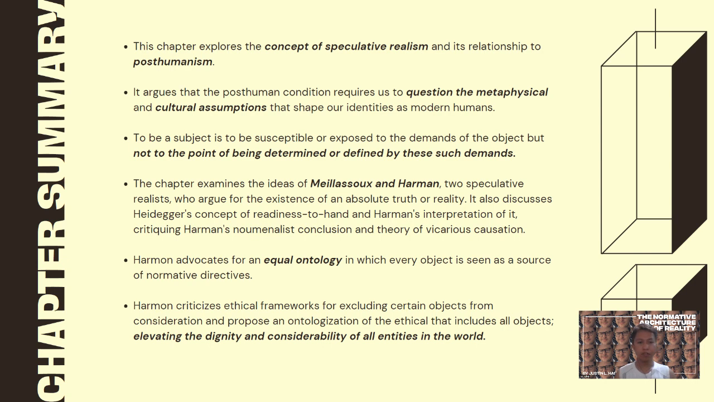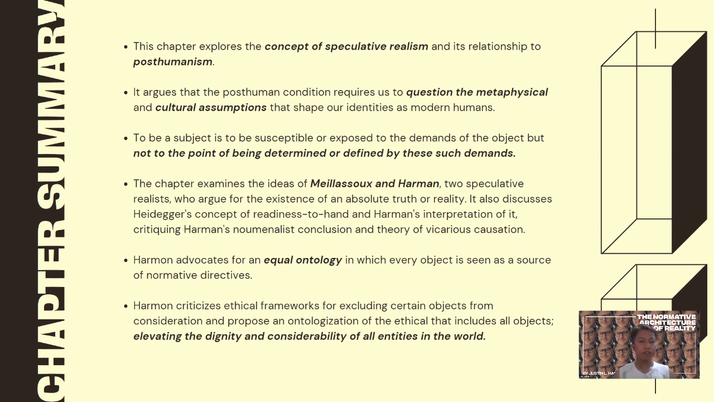to post-humanism. It argues that the post-human condition requires us to question the metaphysical and cultural assumptions that shape our identities as modern humans. To be a subject is to be susceptible or exposed to the demands of the object, but not to the point of being determined or defined by such demands. This chapter also examines the ideas of Meillassoux and Harman, two speculative realists who argue for the existence of an absolute truth or reality. It also discusses Heidegger's concept of readiness-to-hand and Harman's interpretation of it, critiquing Harman's nominalist conclusion and the theory of vicarious causation.